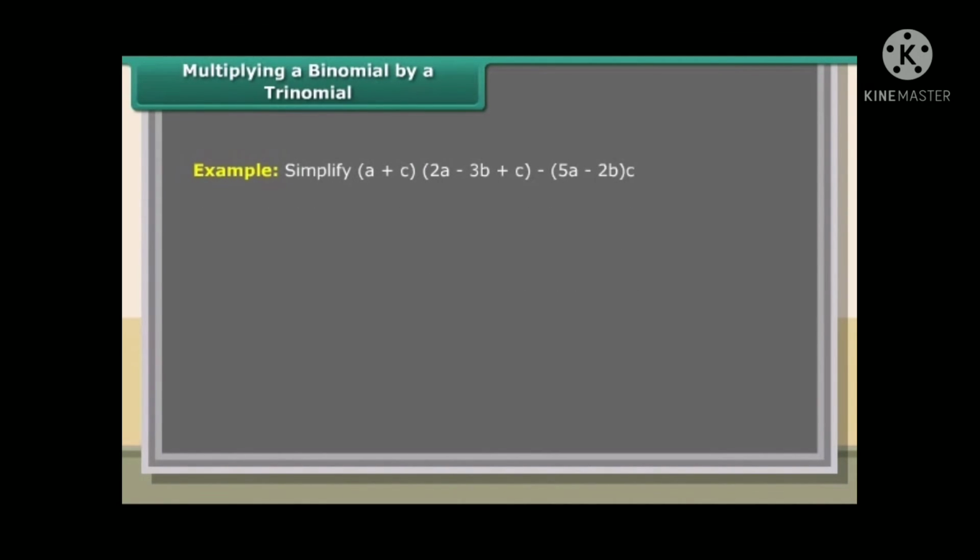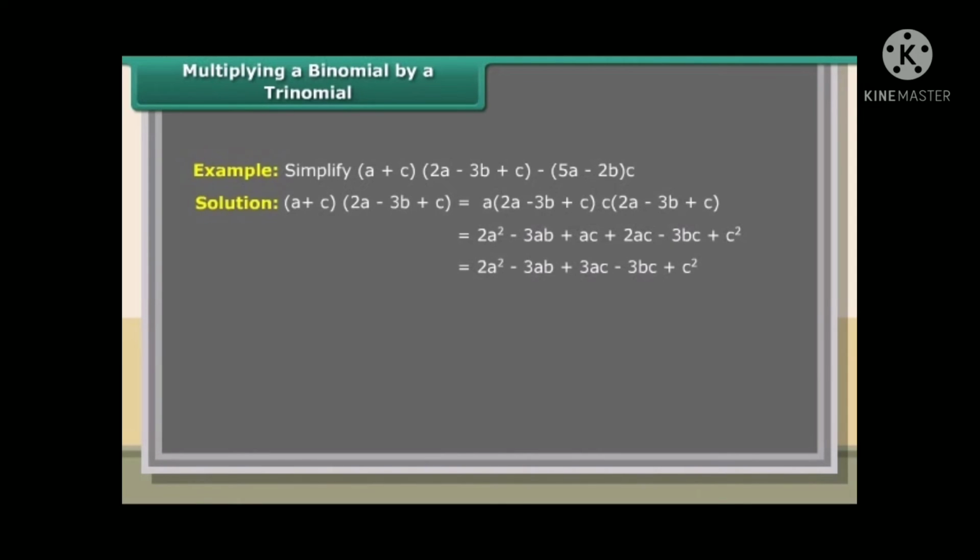Example: simplify (a plus c) into (2a minus 3b plus c) plus (5a minus 2b) into c. Solution: (a plus c) into (2a minus 3b plus c) is equal to a into (2a minus 3b plus c) plus c into (2a minus 3b plus c), which is equal to 2a square minus 3ab plus ac plus 2ac minus 3bc plus c square, which equals 2a square minus 3ab plus 3ac minus 3bc plus c square.